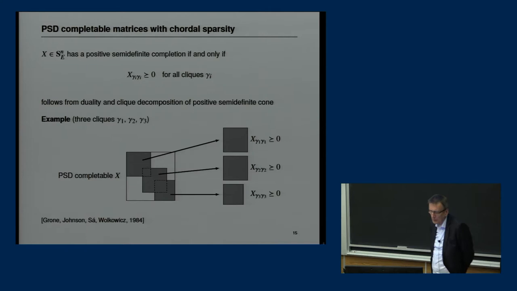So this is also very useful in large-scale optimization because it allows you to write this complicated constraint that a large matrix is positive semidefinite as an intersection of much simpler convex constraints. So you have a set that's written as an intersection of simple sets, and that's a very useful structure in large-scale optimization. As an example, we can look at this problem.